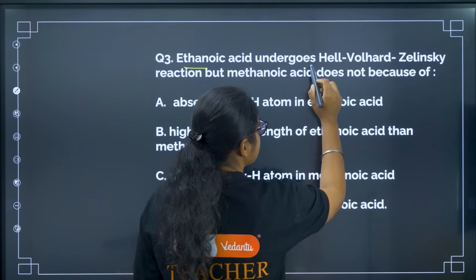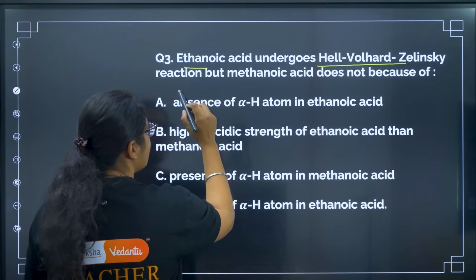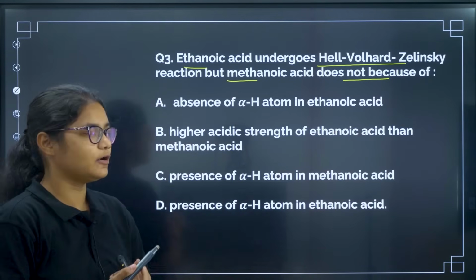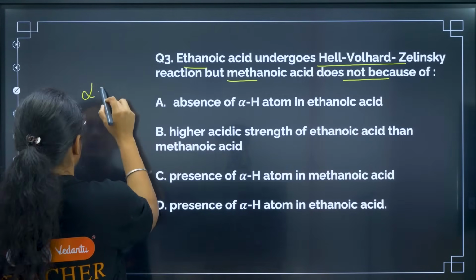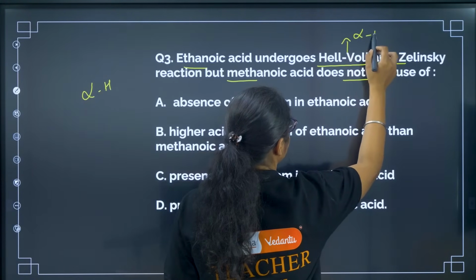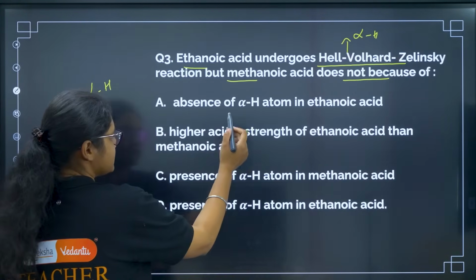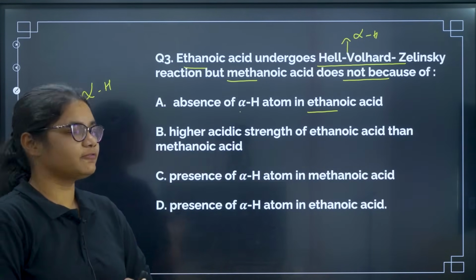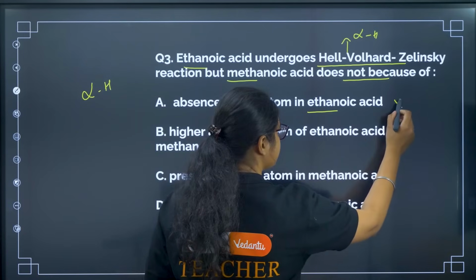Ethanoic acid undergoes the HVZ reaction, but methanoic acid does not, because of... This is the reason you have to find out. It is the presence of alpha hydrogen. What is the condition for the HVZ reaction? We should have alpha hydrogen. So the option 'absence of alpha hydrogen in ethanoic acid' is wrong, because there is a presence of alpha hydrogen. So this option is incorrect.